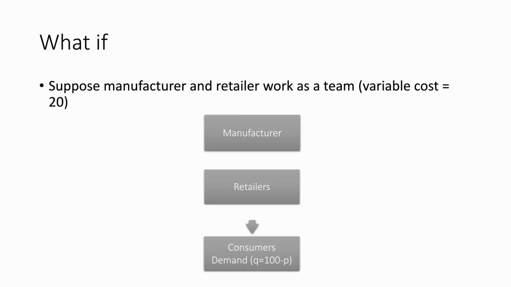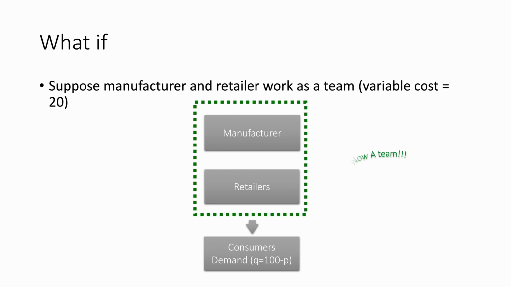Now let's examine a different scenario. Suppose the manufacturer and the retailer now work as a team. The team has a variable cost of $20. So instead of the manufacturer selling to the retailer and the retailer selling to consumers, the manufacturer and the retailer would act as a single entity and jointly sell to consumers. And the demand function is again the same. That is, the demand is equal to 100 minus the retail price.